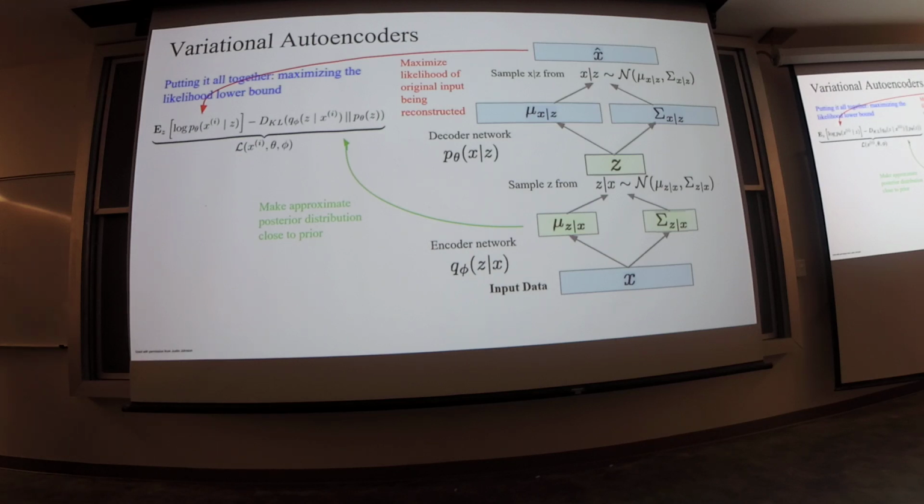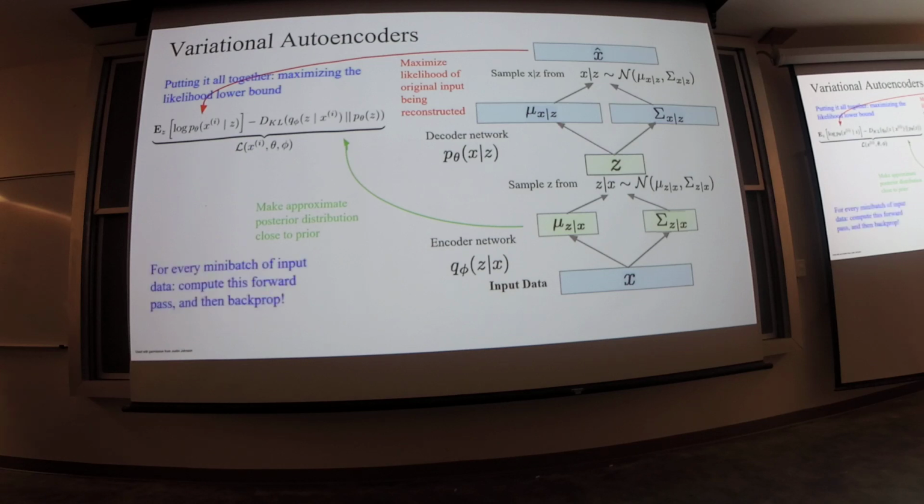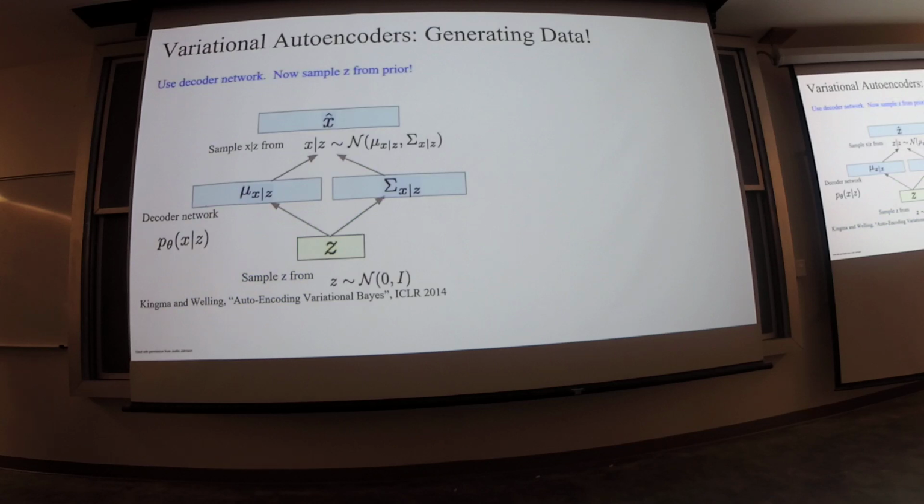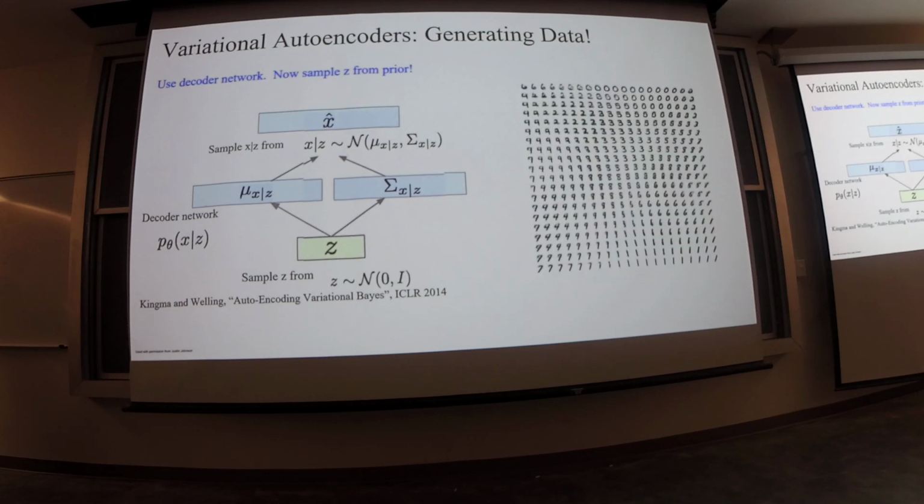Do you guys have any questions? You train normally, as you would any other neural network. Once this is over, you use only the decoder, but you already know that Z is normal, so you can sample from that.